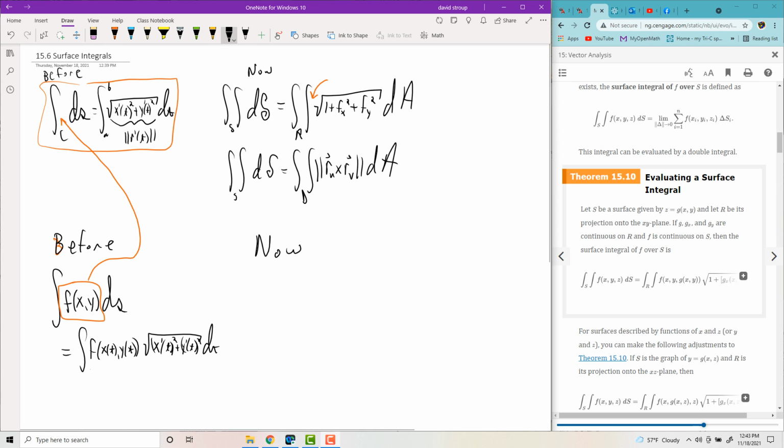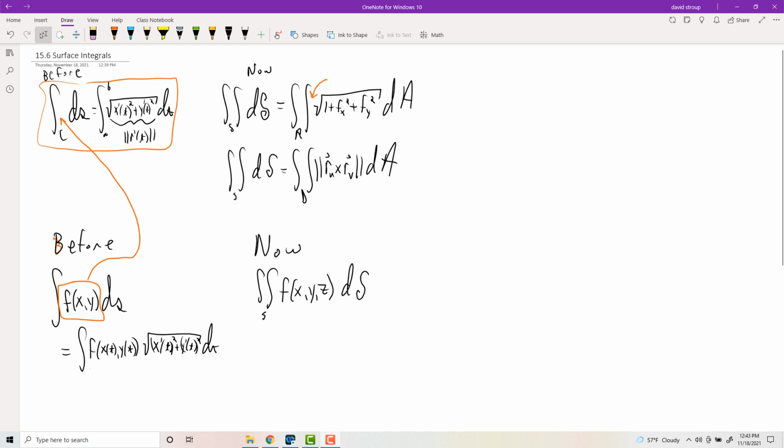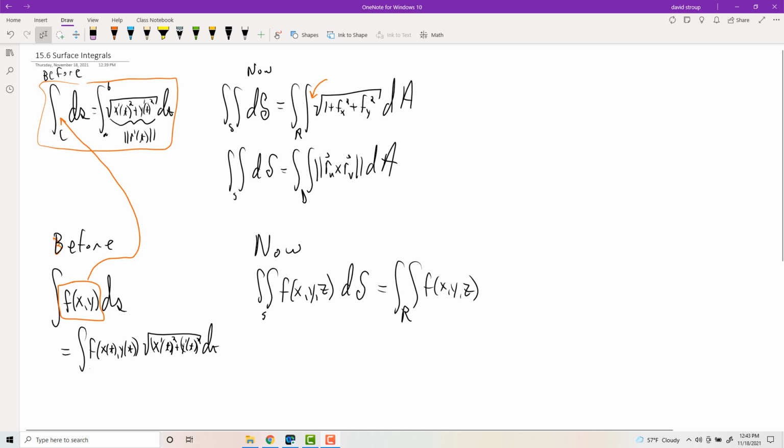So now we'll be doing an integral over a surface, and visually it's no big deal. It'll just be plopping this function f of x y z into here. No big deal, right? To evaluate, we'll probably have to parameterize it, but first we would rewrite it as an integral over a region of f of x y z times the square root of 1 plus the partial with respect to x squared plus the partial with respect to y squared dA.